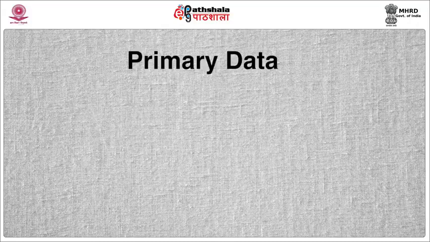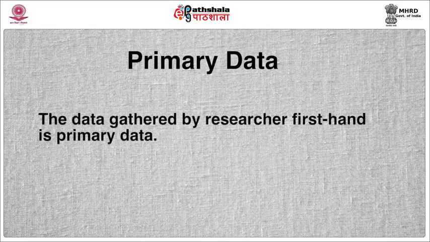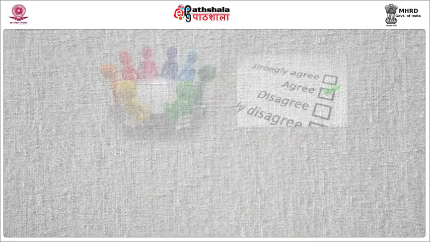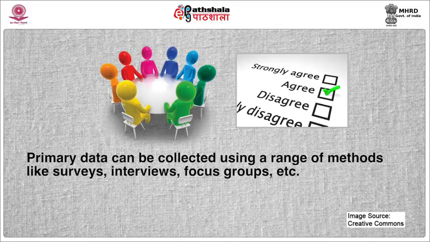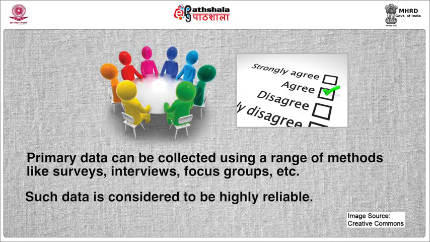First is primary data. The data gathered by the researcher first hand is primary data. The researcher collects such data on purpose because no previous records of the data exist to be accessed by the public. Primary data can be collected using a range of methods like surveys, interviews, focus groups, etc. Such data is considered to be highly reliable.